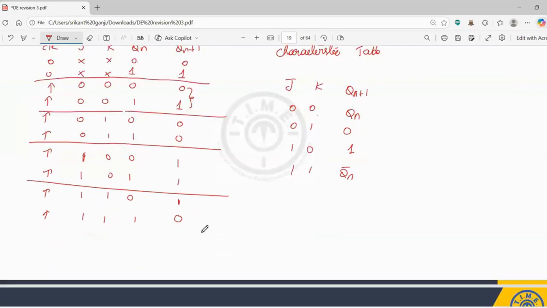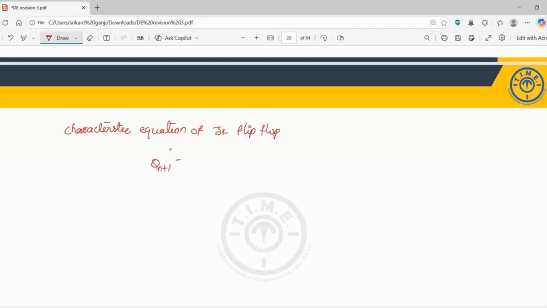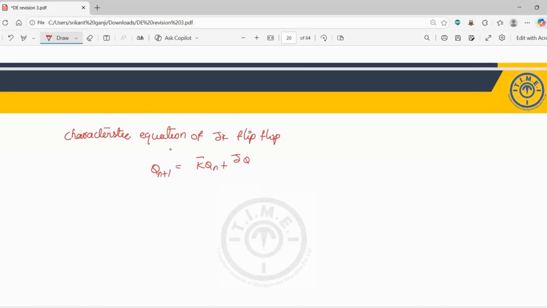If you draw the K map for this one, the characteristic equation of a JK flip-flop, the next state Qn plus 1 is equal to K bar Qn plus J Qn bar.